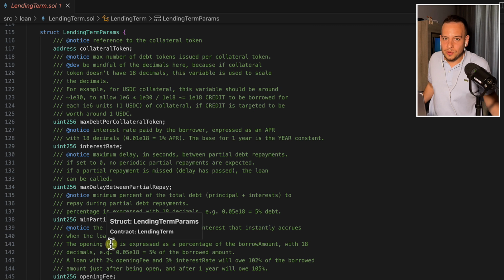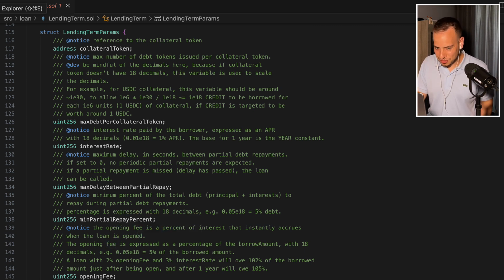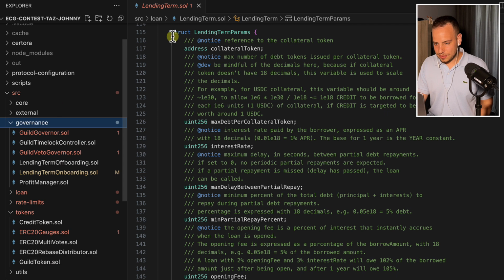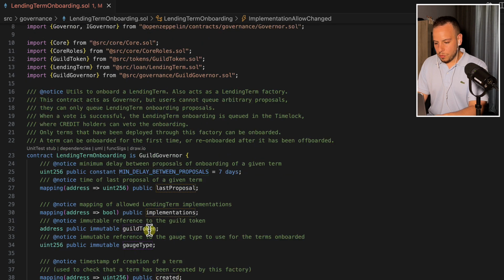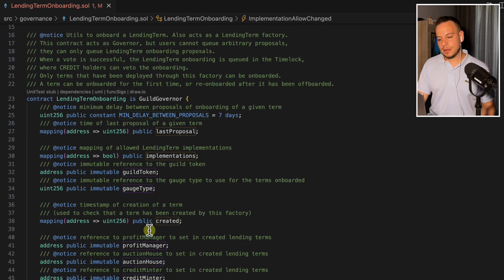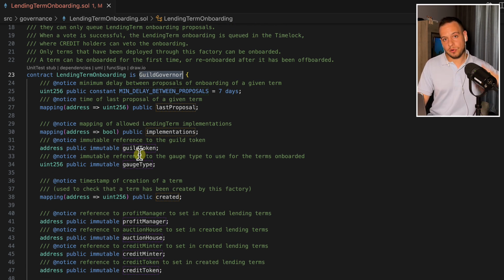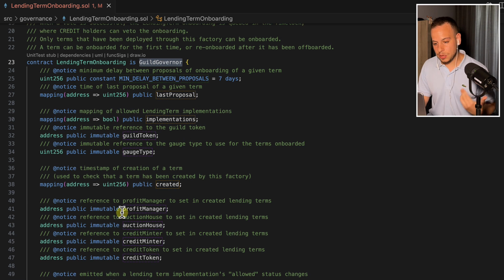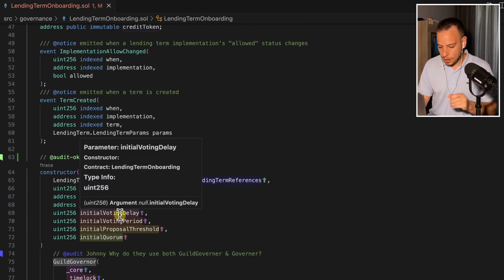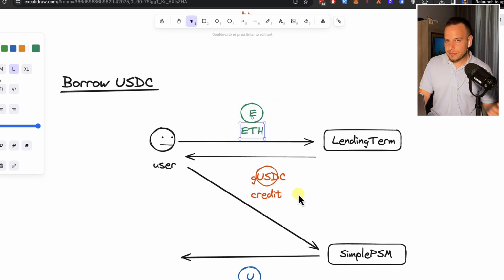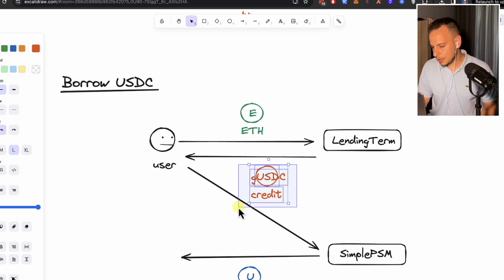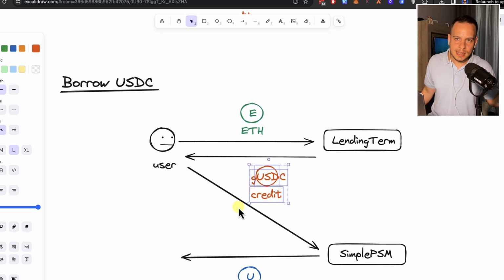Now, how are new lending terms being introduced to the protocol? Using the governance. Okay, so we have this contract called lending term onboarding, which basically means that guild token holders, the governance token holders, can propose a new lending term to the protocol. Right? So I want to propose that someone can deposit wrapped BTC, and for every wrapped BTC that he deposits, he can borrow 20,000 GUSDC tokens. I can do that if I have guild tokens.